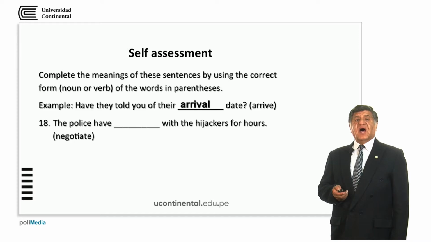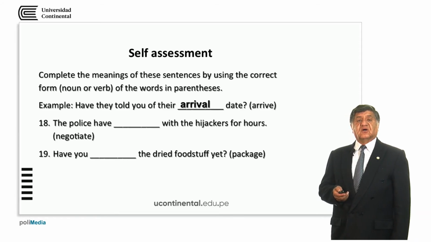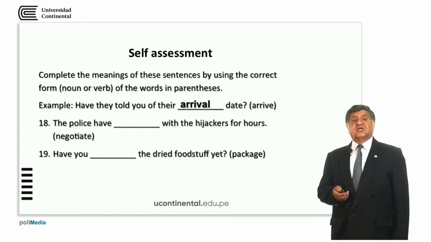The police have, and we have negotiate. Okay, negotiate is a verb, and we have to make a noun from the verb in this case. Have you? And package. Package is a noun, and this noun needs to become a verb to complete the meaning of this sentence. Okay, pay attention to the tense we have this sentence in, and also it's a question. It's an interrogative sentence.